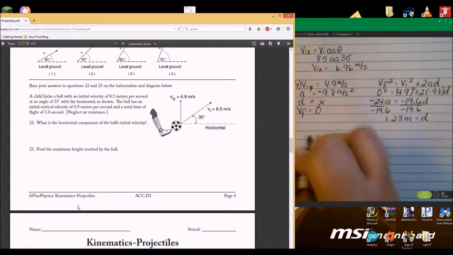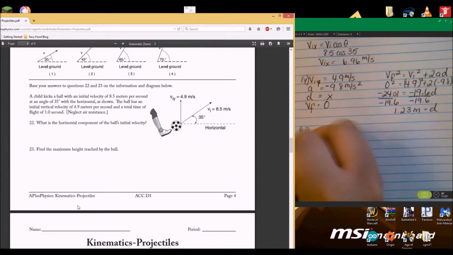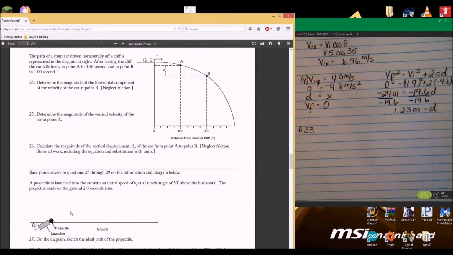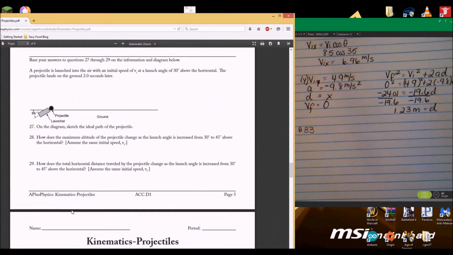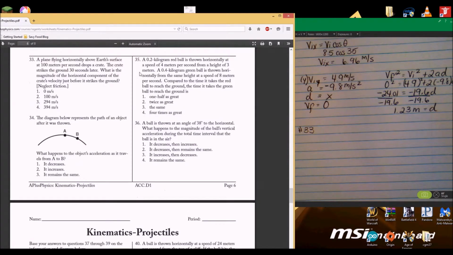Okay, we're going to do question number 33. A plane flying horizontally above the Earth's surface at 100 meters per second drops a crate. The crate strikes the ground 30 seconds later. What is the magnitude of the horizontal component of the crate's velocity just before it strikes the ground?